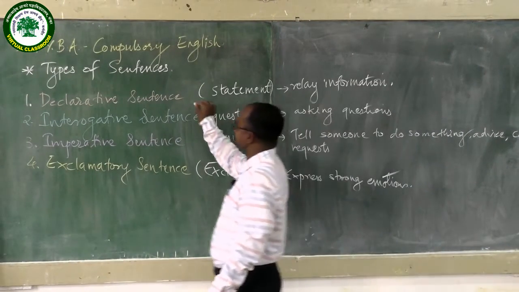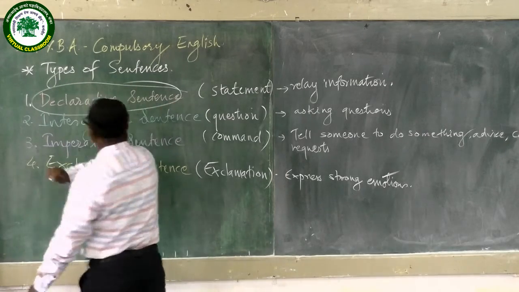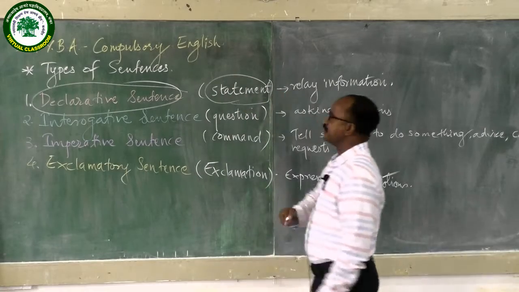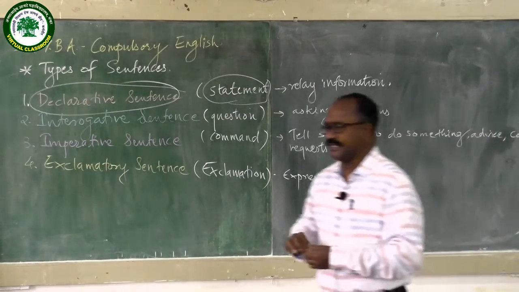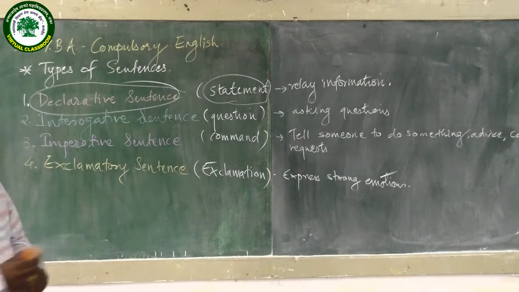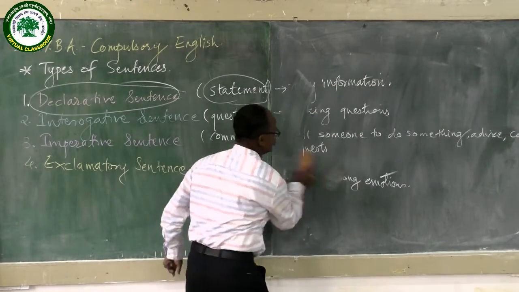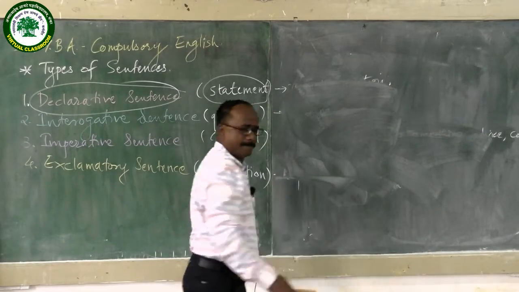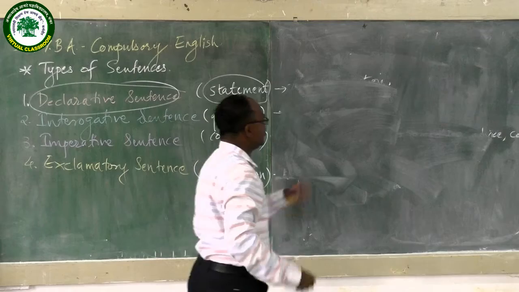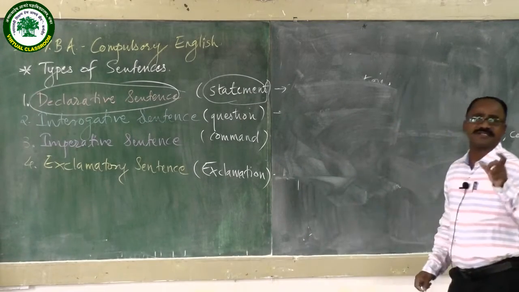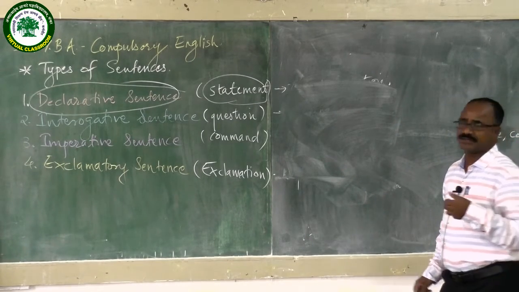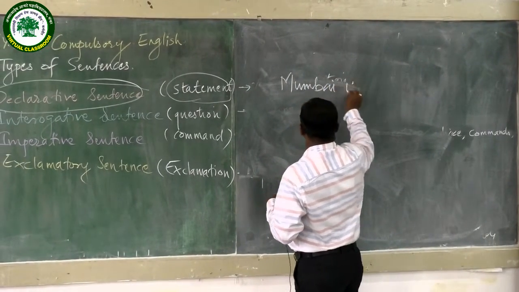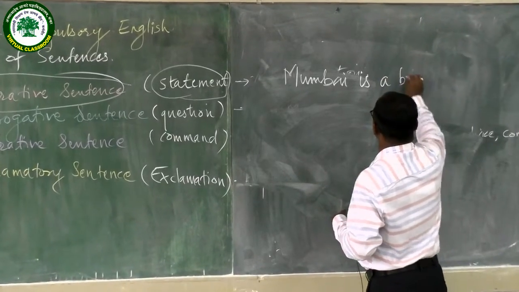Now first sentence type is declarative sentences. Now look at this declarative sentence type. As I told you earlier, this is a statement. Now see, when we talk about a simple sentence, this statement type is generally talking about the facts and figures. Now if I say, Mumbai is a big city.